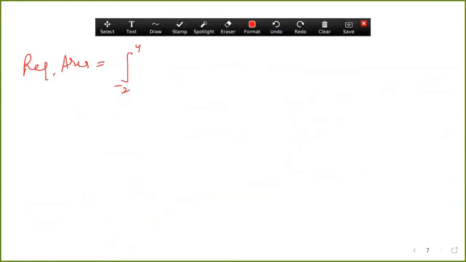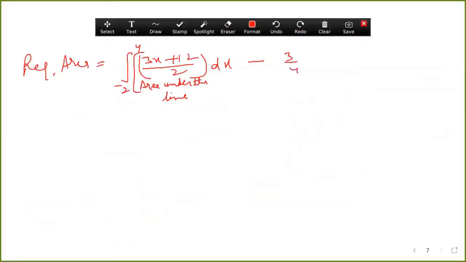So it becomes the integral of (3x plus 12) upon 2 dx. This is the line. Area, I have to write down here, area under the line, the line, this is the hint, minus area under the parabola. Parabola means 3 by 4 x square, limit is the same, from 2 to 4. That is with respect to x, that is the area under the parabola.